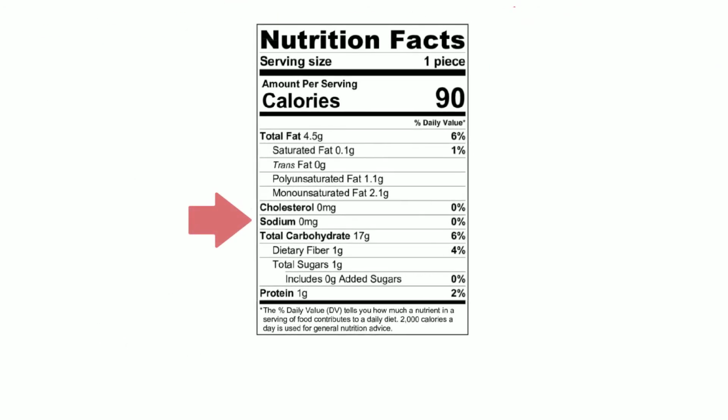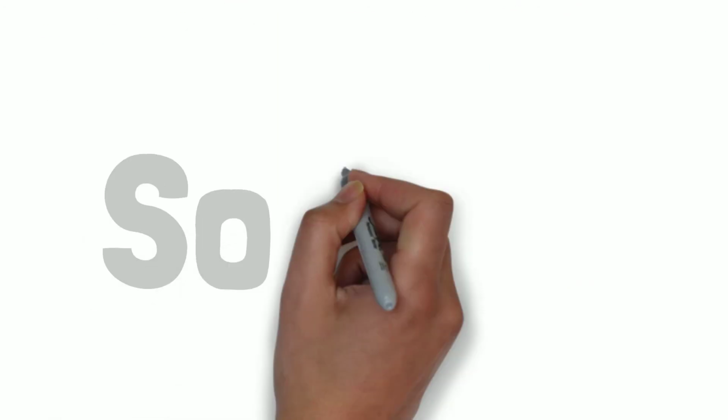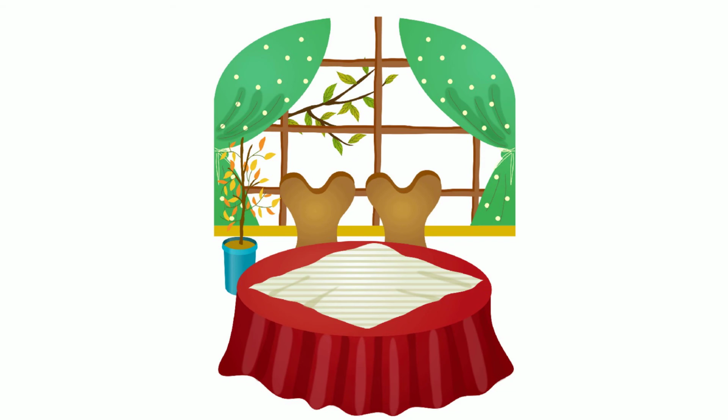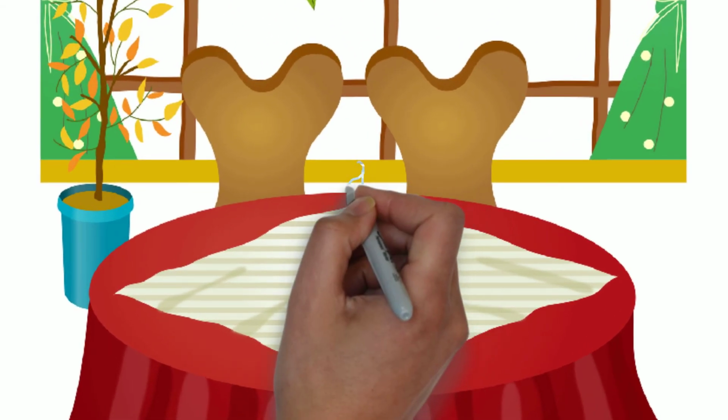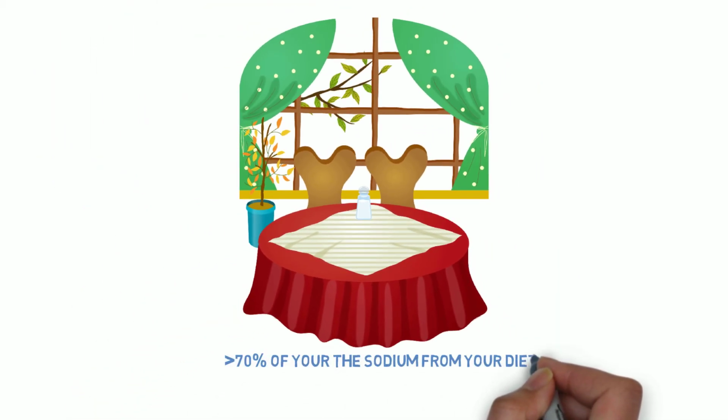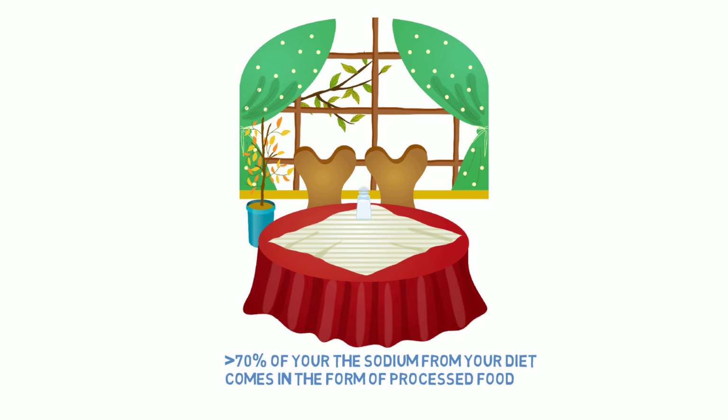Moreover, let's talk about sodium. Now, when people think of sodium, they automatically think of salt, as 40% of salt is sodium. However, it is a common misconception that the salt we have at the dinner table is the biggest sodium contributor in our diets. In fact, more than 70% of our sodium comes in the form of processed food.